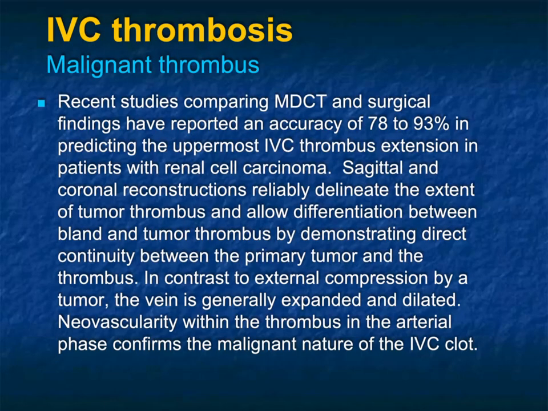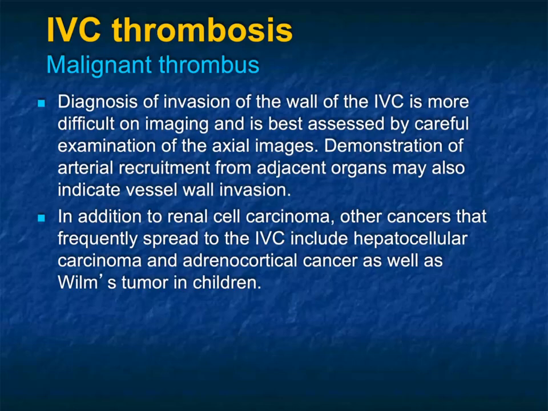At some point, it can be a bit of a challenge if you don't have the right phases, but typically it's a very easy process to do. Sometimes the question is: is the thrombus in the IVC tumor thrombus or bland thrombus? Particularly with renal cells like clear cells, you often see neovascularity, so that'll make things a little bit easier.